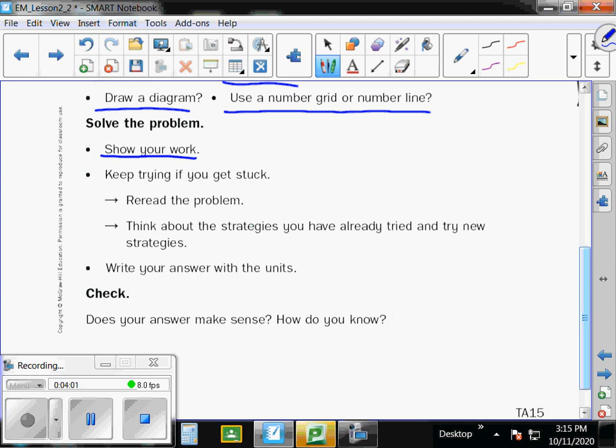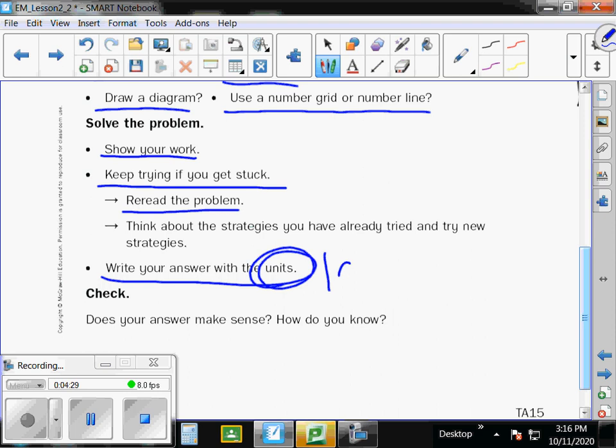Okay? Oh, this one's so important. Keep trying if you get stuck. Guys, don't give up. Okay, we got to have some perseverance. We got to work hard this year. Reread the problem. Read it, reread it. Really, don't give up. Think about the strategies you have already tried and maybe try a different strategy. Okay, and then always write your answer with the units. And what I mean by that is label it.